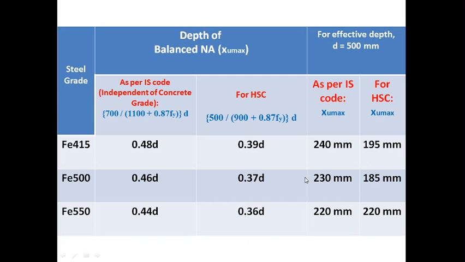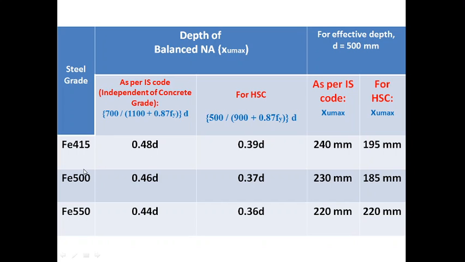Now let us see what is the practical implication of this. I will take these three HYSD bars, that is Fe415, Fe500 and Fe550. As per IS code, which is independent of concrete grade, the equation for xu max, that is the depth of balanced neutral axis, will be 700 upon 1100 plus 0.87 Fy into d. So when I substitute Fy equal to 415, it becomes 0.48d, that is the value of the depth of balanced neutral axis.